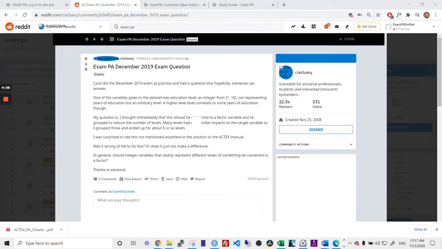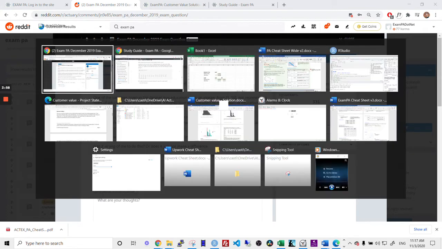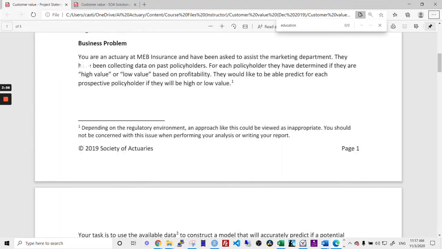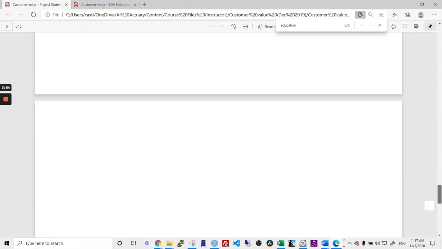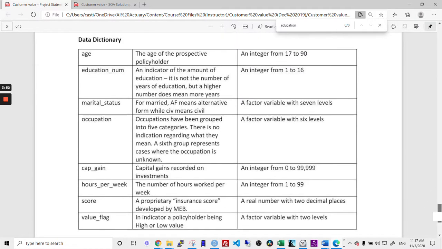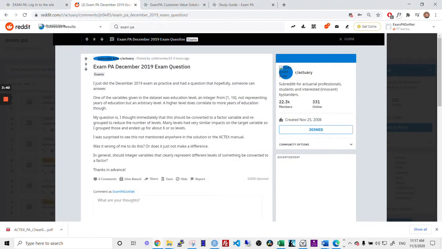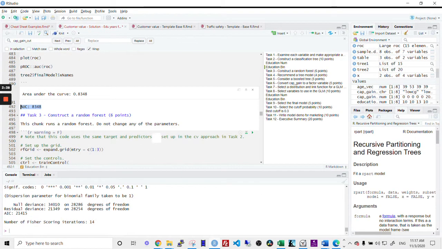So is this a better method than using it as a numeric variable? Because as you say, in the data dictionary, it explicitly says it is an indicator of the amount of education. It is not the number of years of education, but a higher number does mean more years. So I tried out an experiment.